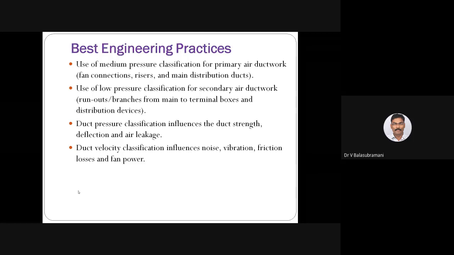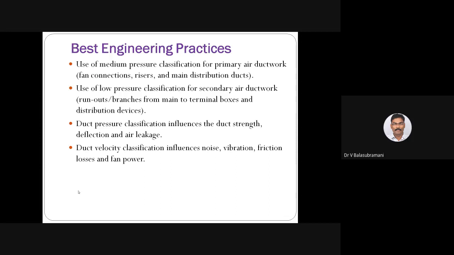So what are the best engineering practices? Now we have some idea about different types of duct, duct components, duct material and other things. Use medium pressure classification for the primary air duct, the fan connection, risers, and main distribution. Use low pressure classification for the secondary air duct, the branches from the main terminal boxes and the distribution.